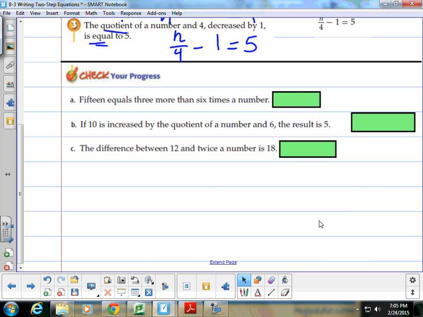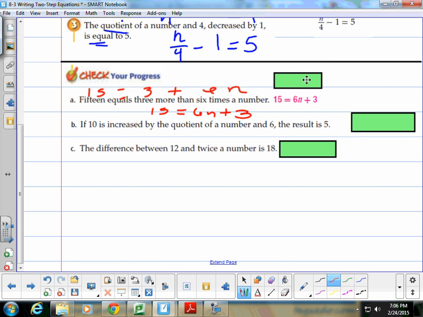So checking these, go ahead and check, maybe pause me here and then try to check these ones out, and I'll uncover the boxes when you come back. So 15 equals, let's try this one, 15, so I'm obviously going to say that's the number 15, equals 3 more than 6 times a number. So if I were to write that out correctly, I think it would be 15 is 6 times a number plus 3 more. Sure enough.